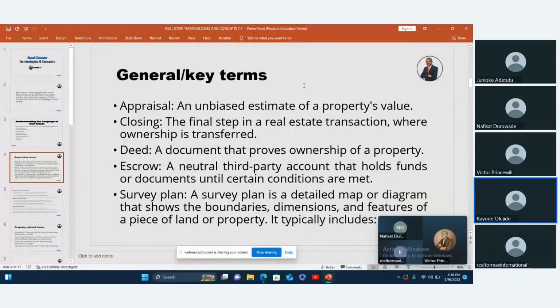A document that proves ownership of a property, and that is a deed. When the ownership is transferred, if there is no deed, then there is no proof of ownership. The ownership is just transferred via ordinary steps, with no backup, no legal backing for the ownership that is being transferred.